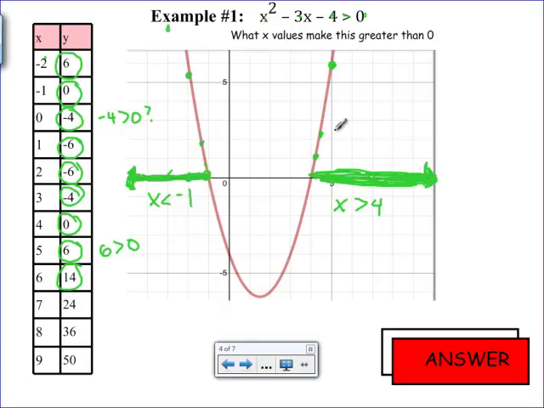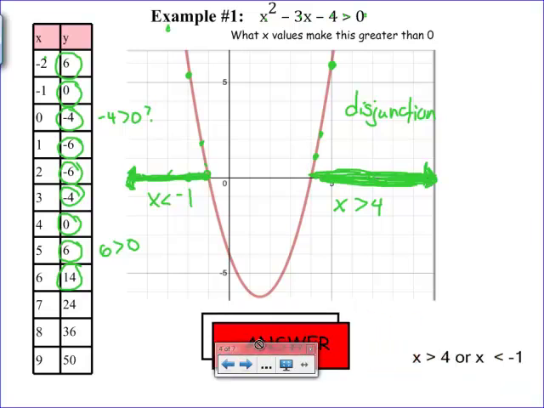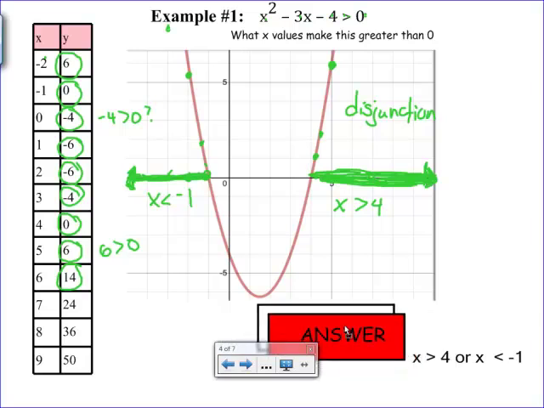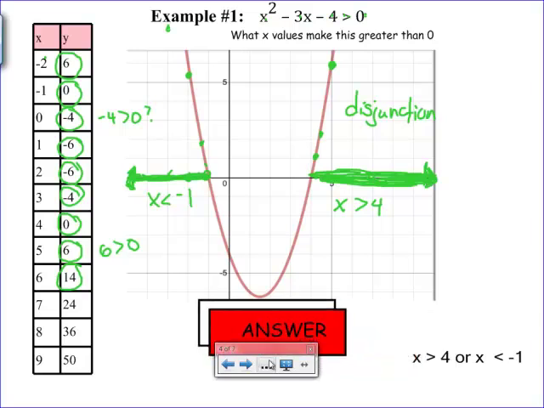So hey, this looks like a disjunction because I have answers going one way or the other. So my answer is exactly that: any x value greater than 4 or less than -1 makes the parabola go above 0.